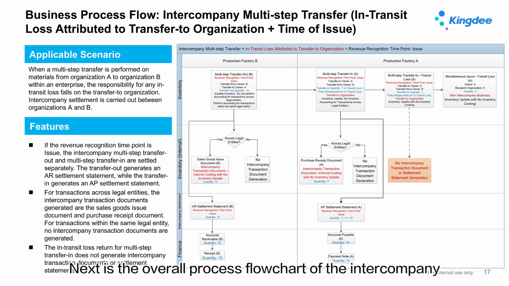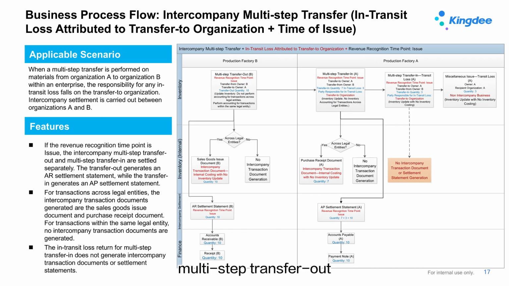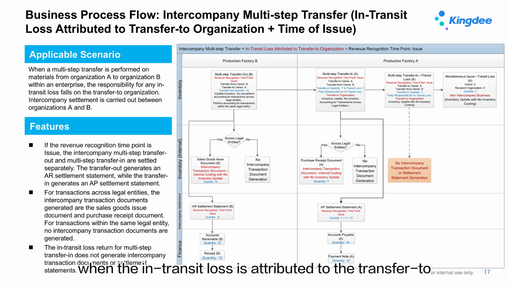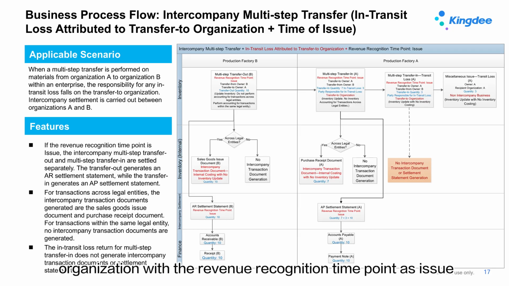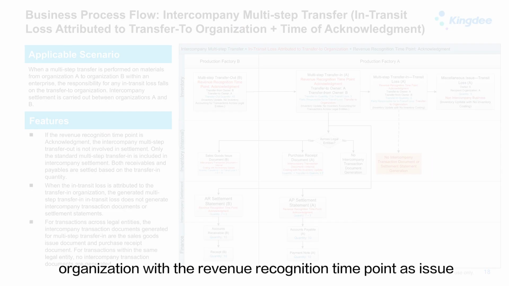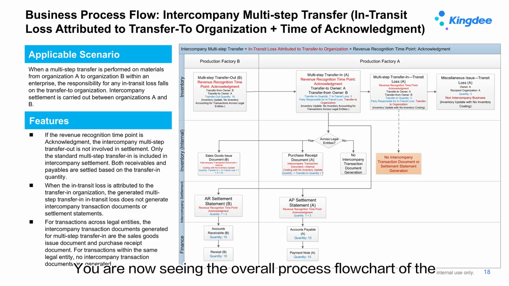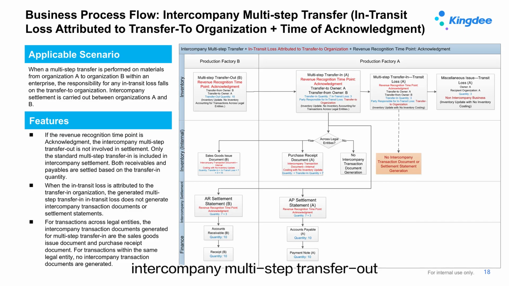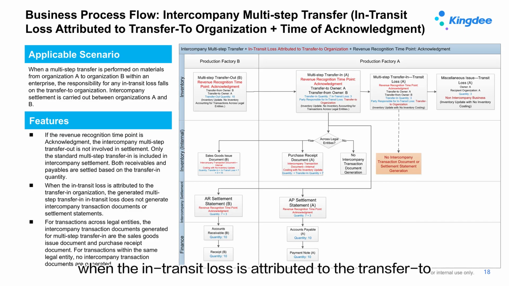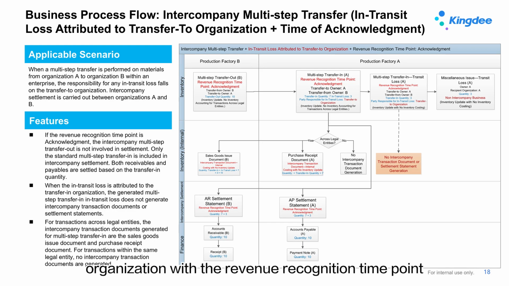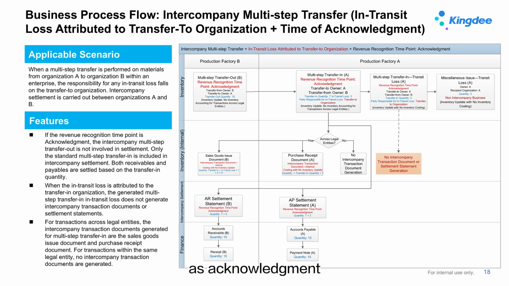Next is the overall process flowchart of the intercompany multi-step transfer out when the in-transit loss is attributed to the transfer to organization with the revenue recognition time point as issue. You are now seeing the overall process flowchart of the intercompany multi-step transfer out when the in-transit loss is attributed to the transfer to organization with a revenue recognition time point as acknowledgement.